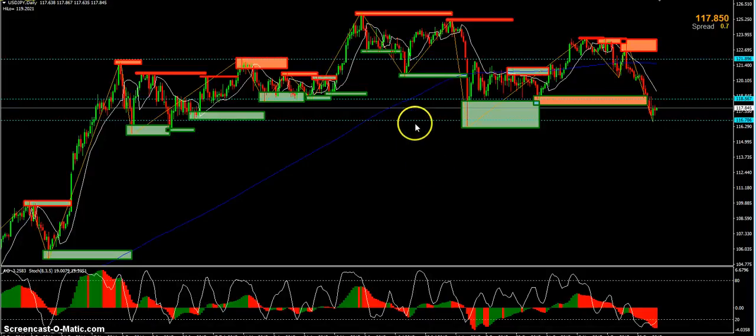Putting them in manually takes a lot of training, a lot of knowledge, and getting a feel for the market. But if you're struggling with identifying support and resistance, then this tool, the DSR tool from one of our affiliate partners, is definitely a recommended tool for you to consider using with your trading.